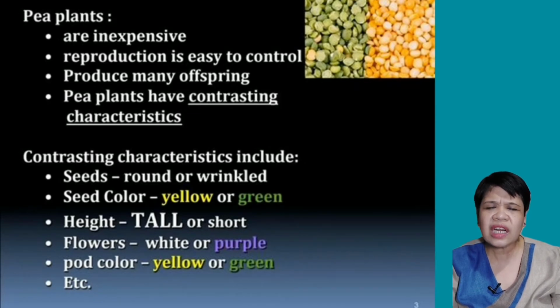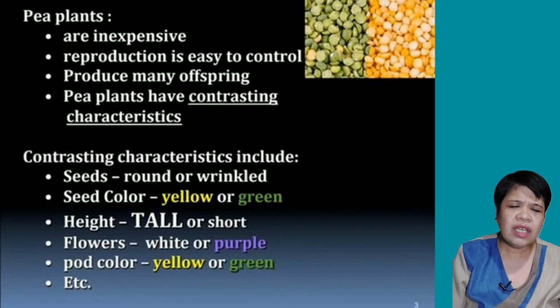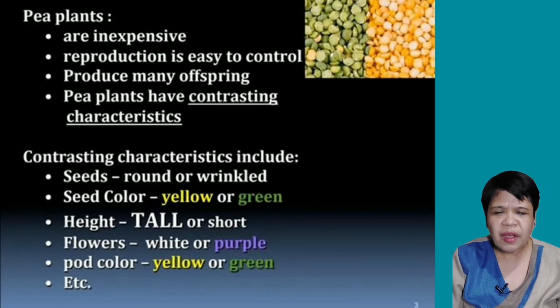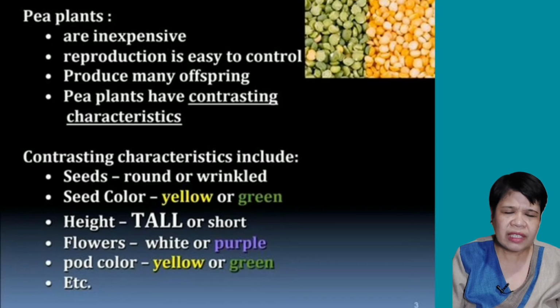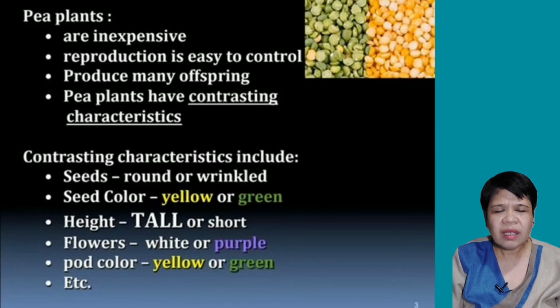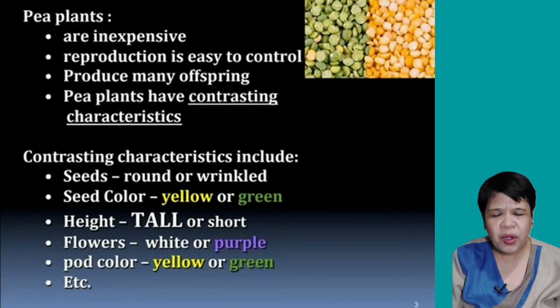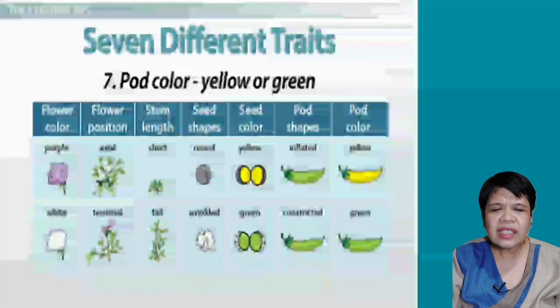So, what are these contrasting characteristics? They include the seeds, if they are round or wrinkled; the seed color, if it is yellow or green; the height, if it is tall or short; the flowers, if they are white or purple; and the pod color, if it is yellow or green. So, these contrasting characteristics are the 7 characteristics of pea plants studied by Gregor Mendel.